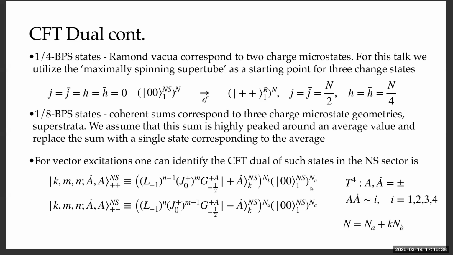And so the dual of the starting point is something which we call the maximally spinning supertube. It is a 2-charge state, and it does have a CFT interpretation. Ultimately, we're going to end up in the Ramond sector. This 2-charge state carries these charges here, and we can make 3-charge states by taking combinations of the generators.